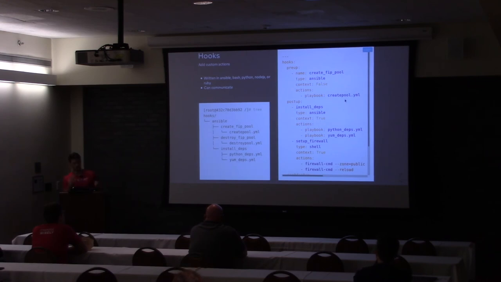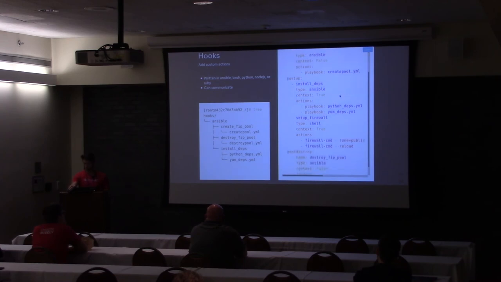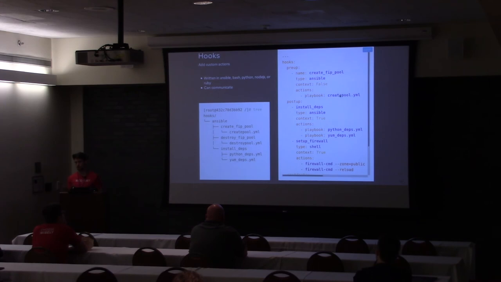You can write them in a whole bunch of languages, and one thing that makes them so powerful is that they can communicate with one another, as well as communicate with LinchPin itself and with the data that LinchPin gets back from these cloud providers. So just as an example here, there are four hooks. Our first hook here, which would run before you provision something, is a pre-up hook. It creates a floating IP pool within OpenStack.